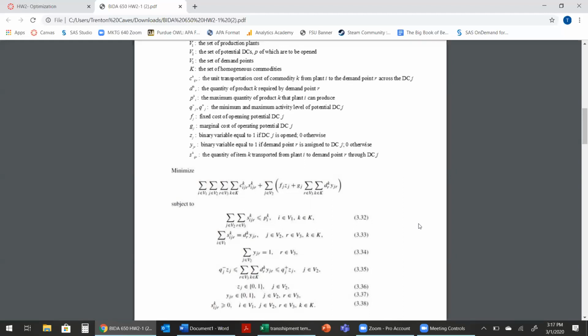So that's the quantity shipped is less than or equal to PIK, which in our notation says PIK is the maximum quantity of product K that plant I can produce. So that first constraint says that the amount that we ship has to be less than or equal to the amount that we produce. Make sense?